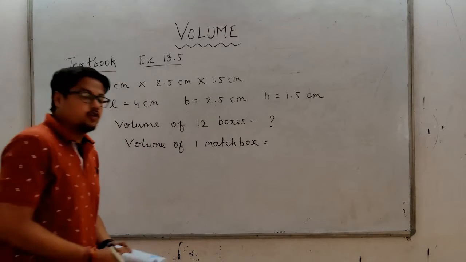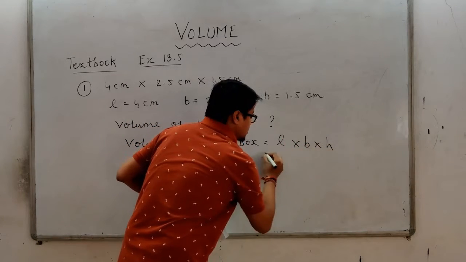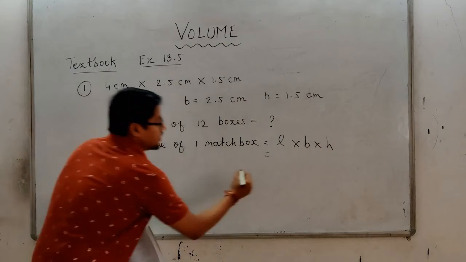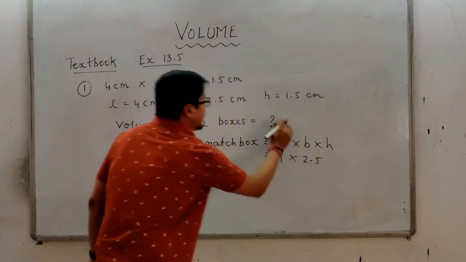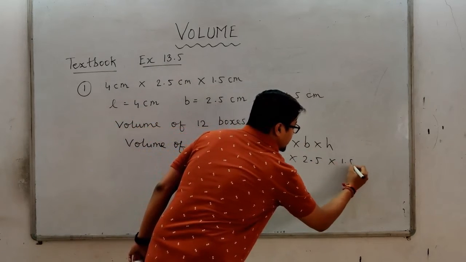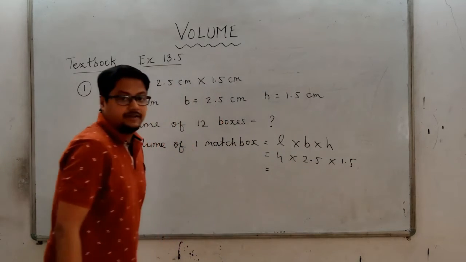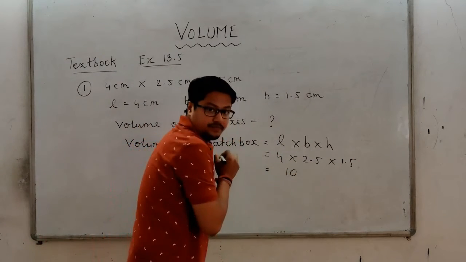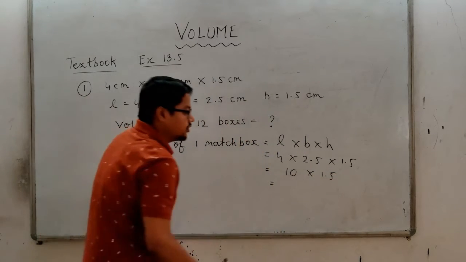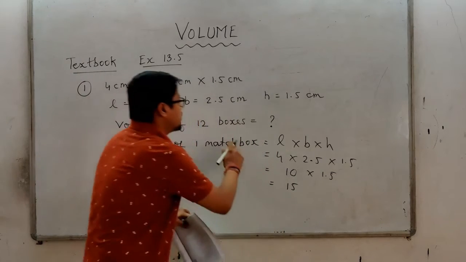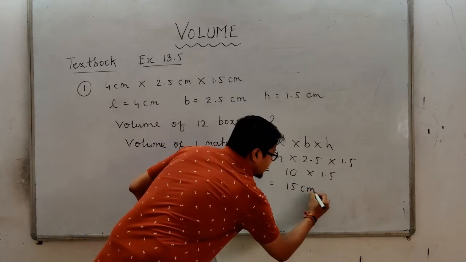So what was the formula of the cuboid that we have discussed? It is L into B into H. So let us find. L is 4 centimeter, breadth is 2.5 centimeter, and height is 1.5 centimeter. Now, multiplying them, we get 4 into 2.5, which is equal to 10, into 1.5. Solving this, 10 into 1.5 equals 15, and because the unit was centimeter, volume of a single matchbox will be 15 centimeter cube.